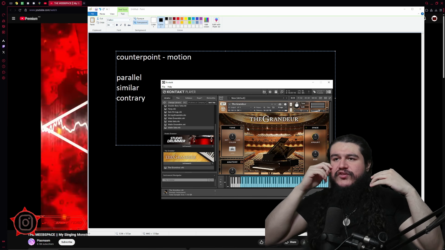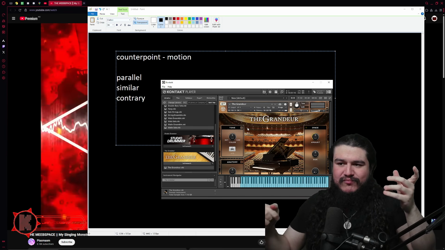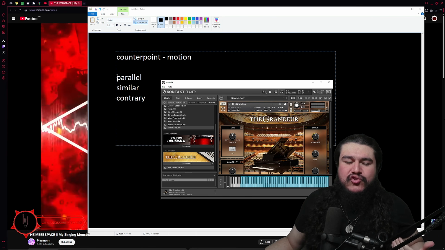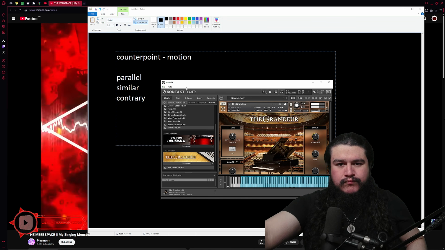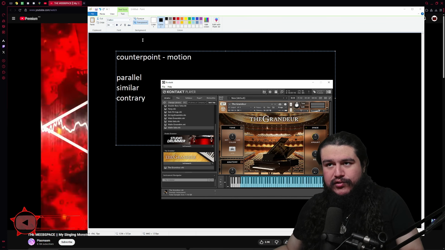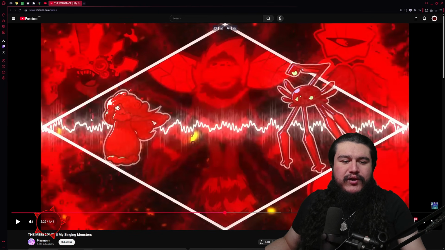So you can hear that these are mostly going the same way, but they're not really playing the exact same thing one or the other. When you have that happening, it's just called parallel motion, where you're having both melodies doing the same thing, just from different starting points. So yeah, right now we're having a mix of all these.